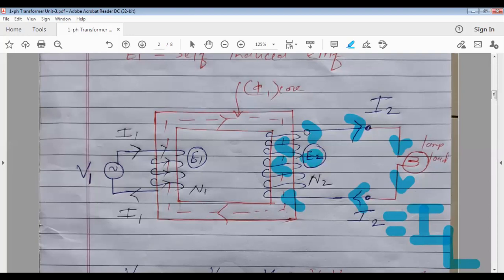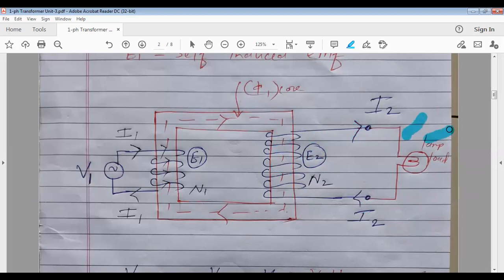How much voltage gets induced in the secondary winding? E2. Now as current is flowing, will this lamp glow? Yes, ma'am, it will glow. Okay, the lamp will glow. What does it mean? What does the transformer do as the lamp glows?